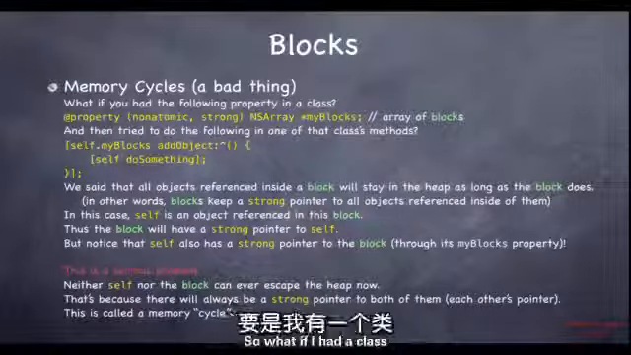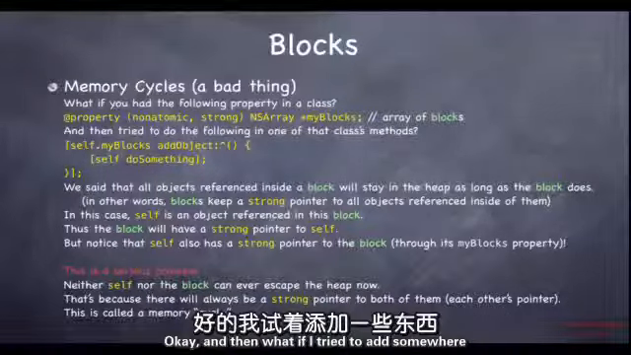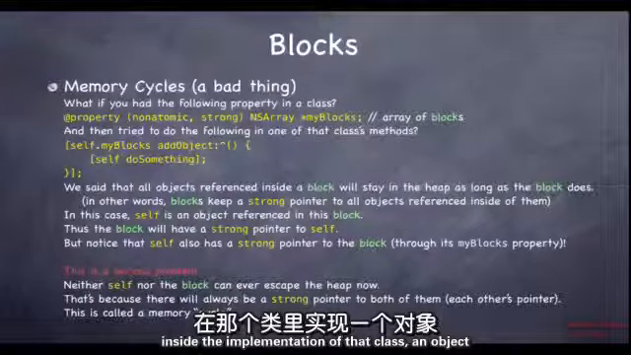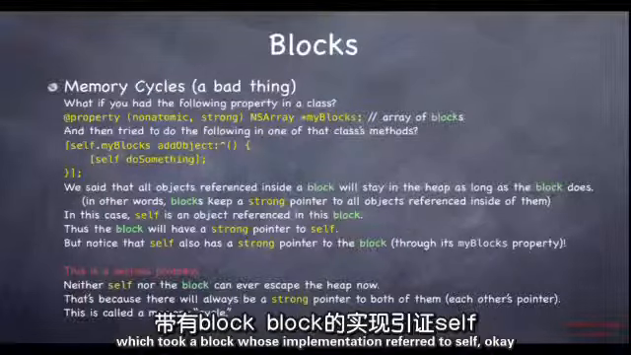And this problem is memory cycles. So what if I had a class that had a property, an NSArray of blocks? Okay? And then what if I tried to add somewhere inside the implementation of that class an object which took a block whose implementation referred to self?